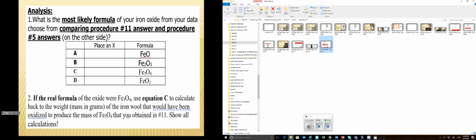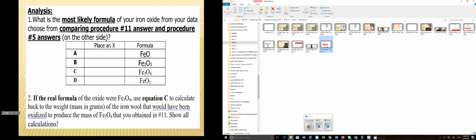Okay, coming back together, your analysis here. The first question says, what is the most likely formula for your iron oxide from your data? Compare what you got in number 11 and your answers from number 5. So that's comparing these answers to what you got right here on number 11. Which one of these that you just calculated is closest to what you actually ended up with in number 11? And you're going to put an X by which one you think it is. Okay?